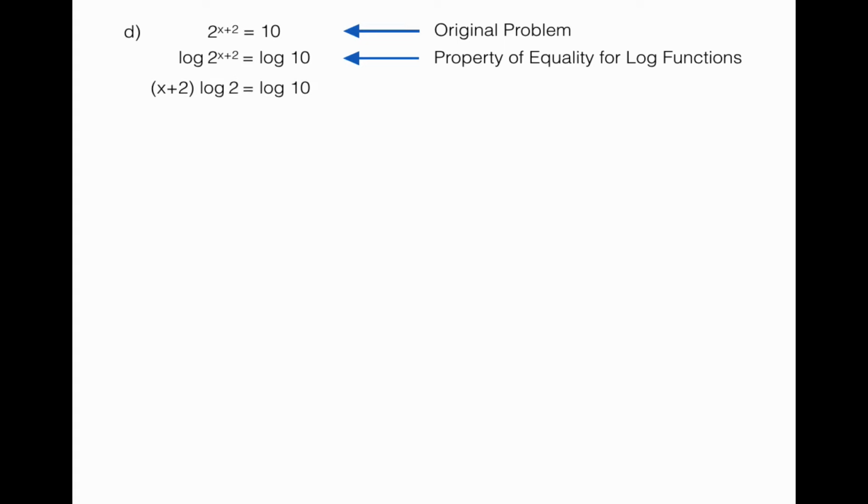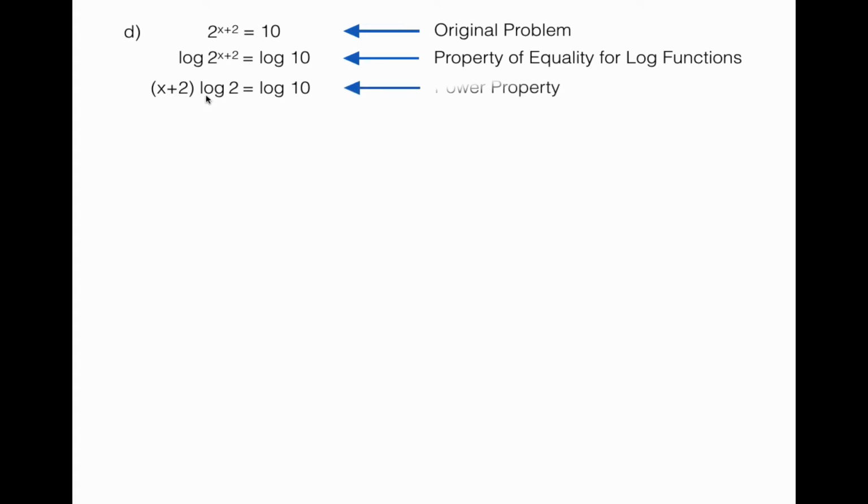What if we have 2 to the x plus 2 equals 10? Well, it's the same exact thing. All right, take the log of both sides, and then our exponent, though, is x plus 2. And notice I put parentheses around it because it's x plus 2 times this, right? It's not 2 times this or anything like that. We have to have parentheses around this.